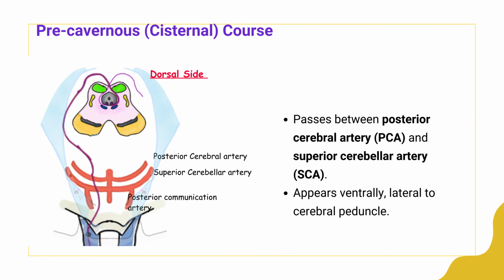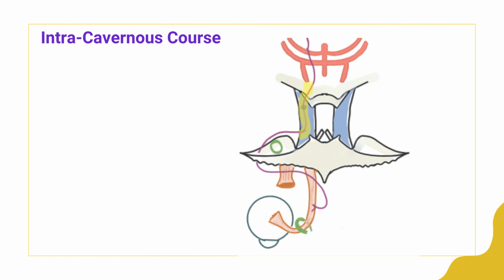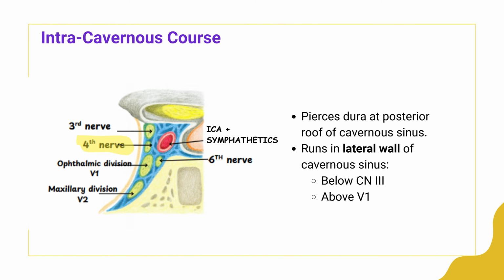So, in the cistern, the trochlear nerve passes between the posterior cerebral artery and the superior cerebellar artery and runs parallel to the posterior communicating artery. Next, let's discuss the intracavernous course. The trochlear nerve enters the roof of the cavernous sinus and then runs in its lateral wall. It lies just below the oculomotor nerve and just above the ophthalmic division of the trigeminal nerve, that is V1.